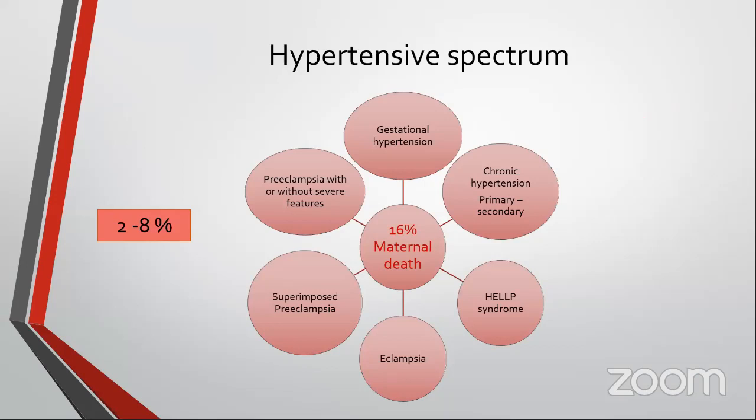This hypertensive spectrum accounts for 2 to 8%. It consists of gestational hypertension, chronic hypertension, either primary or secondary, and superimposed preeclampsia. Preeclampsia, either without severe features or with severe features, eclampsia and HELLP syndrome.